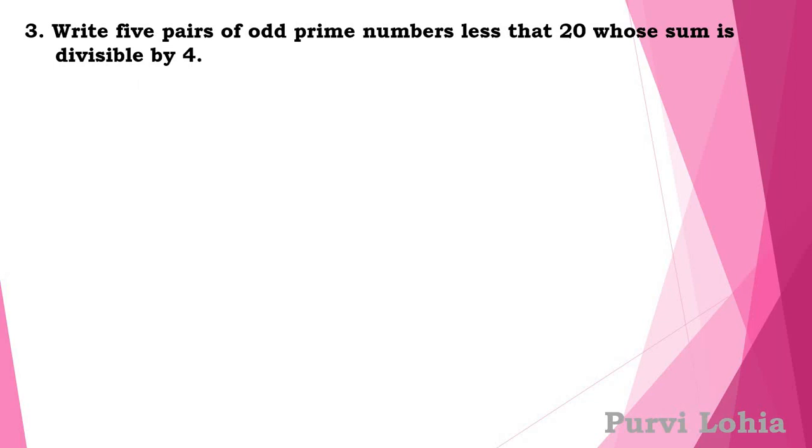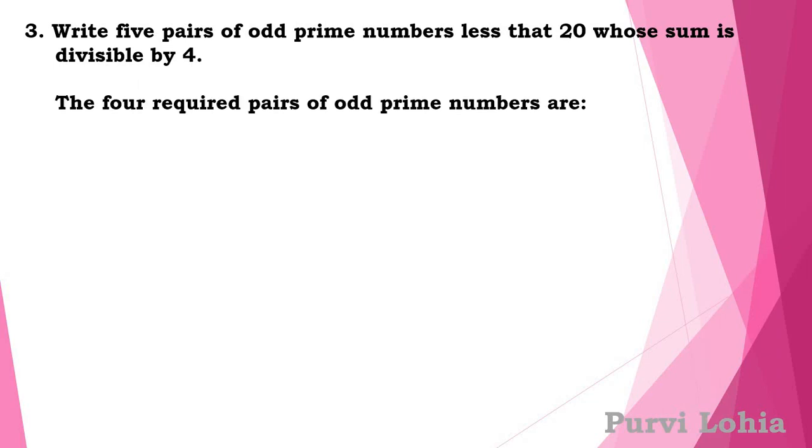Write 5 pairs of odd prime numbers less than 20 whose sum is divisible by 4. So the required pairs of odd prime numbers are 3 and 13, 3 and 17, 5 and 11, 7 and 13, 3 and 5. So your answer may differ from this. All the numbers have to be less than 20 and the sum should be divisible by 4.